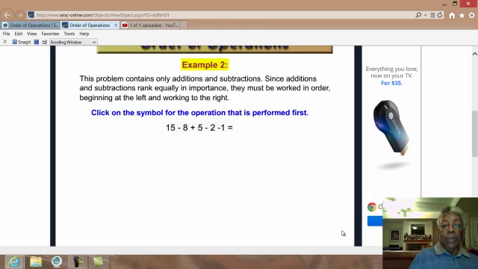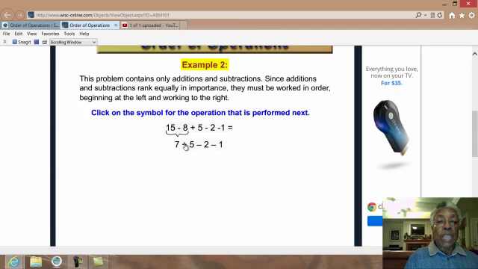Okay, let's look at example 2. This problem contains only additions and subtractions. Since additions and subtractions rank equally in importance, they must be worked in order, beginning at the left and working to the right. So, click on the symbol for the operation that is performed first. In this one, let's click on the subtraction. It comes first, beginning at the left. So we get 15 minus 8 gives us 7, plus 5 minus 2 minus 1.